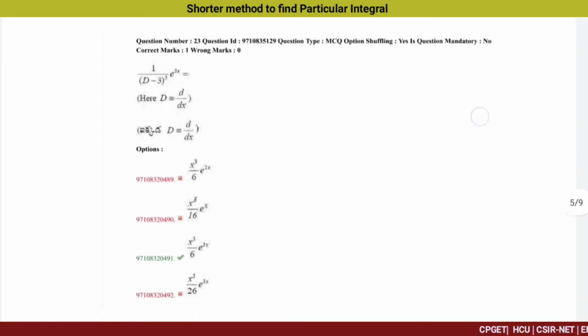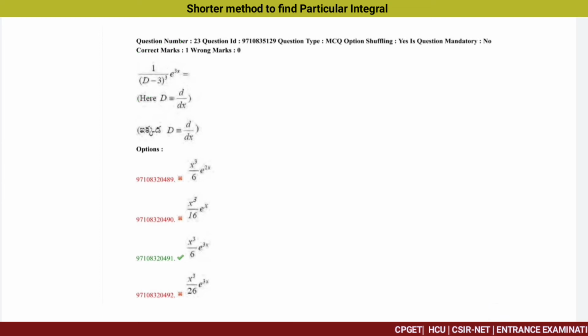Now let's see the example here. This is a previous year question of the CPGET entrance examination, question number 23 in the year 2020. So what is the question here? Find the particular integral of 1 by (D minus 3) to the power of 3 into e to the power of 3x.